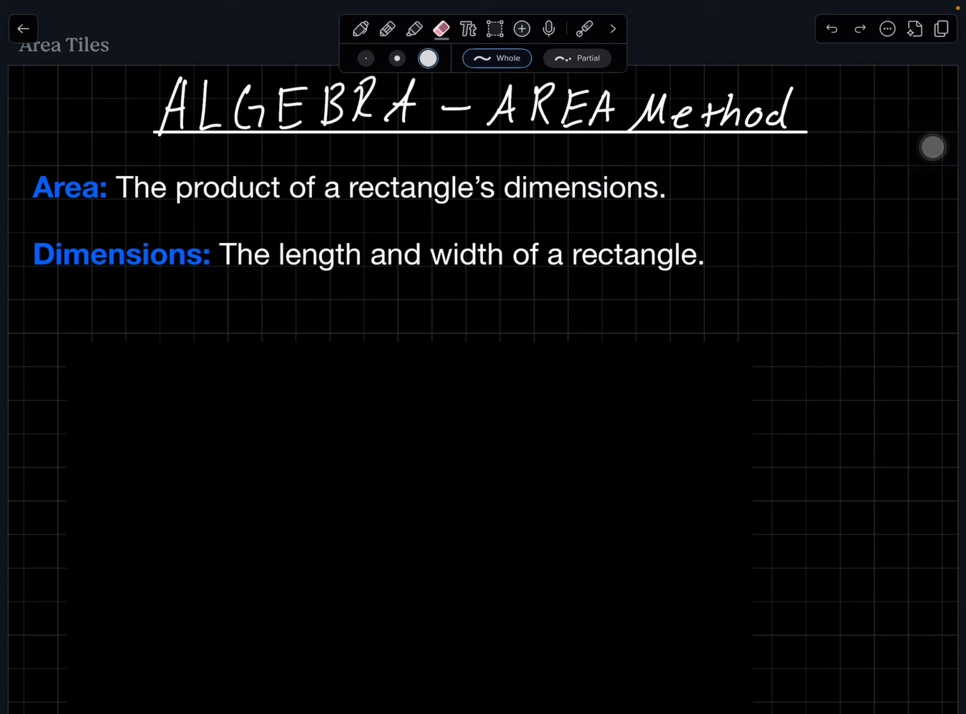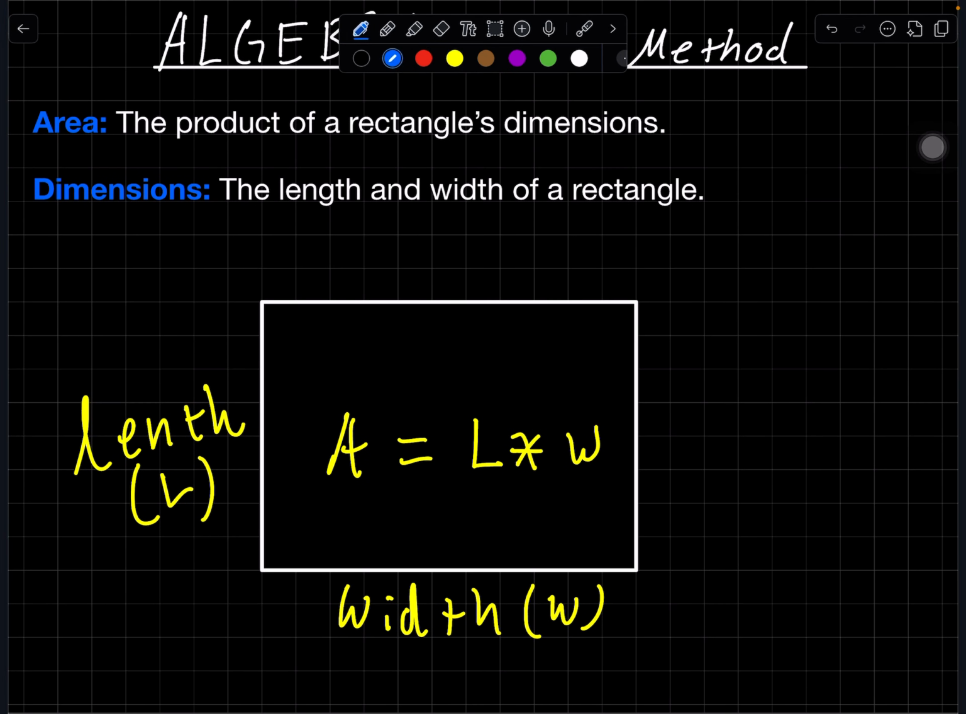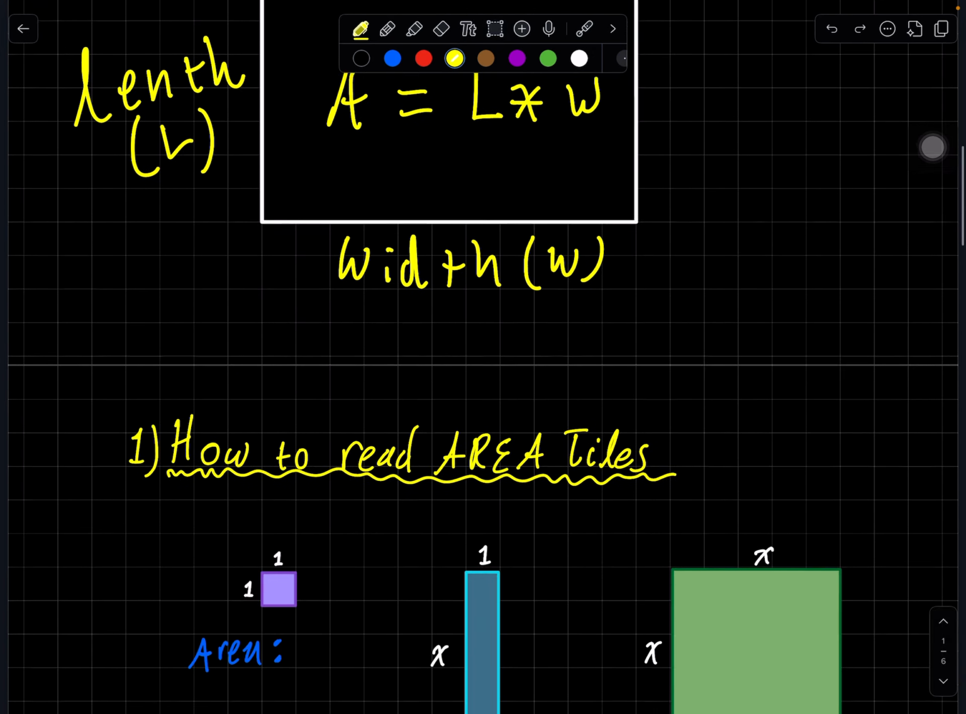So an area, as stated below, is the product of a rectangle's dimensions, and more importantly, the dimensions are just the length and the width of a rectangle. Just looking at a rectangle, the height is how long it is, and the width is how wide it is. And just to recall, the area of a rectangle is equal to its length times its width. So let's go into what the area tiles actually are.